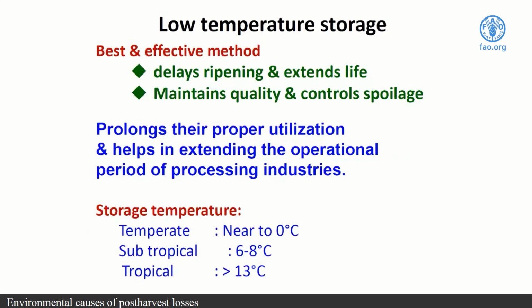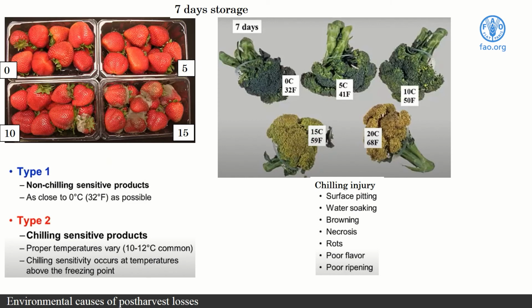Low temperature storage is best and effective to delay ripening, extend shelf life, maintain quality, and reduce spoilage. The recommended storage temperature for temperate crops could be near zero, and 6 to 8 degrees Celsius for subtropical crops, and above 13 degrees Celsius for tropical crops. Here are examples of the effect of storage temperature on quality and storability of strawberries and broccoli.